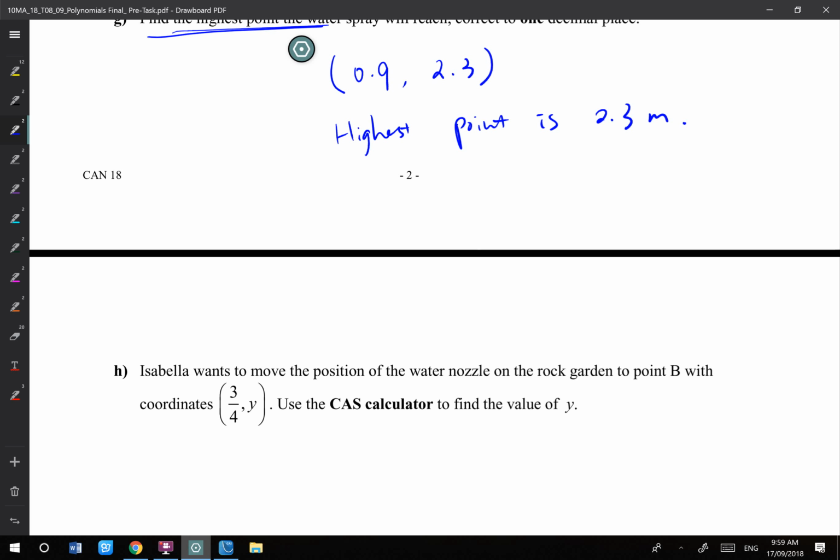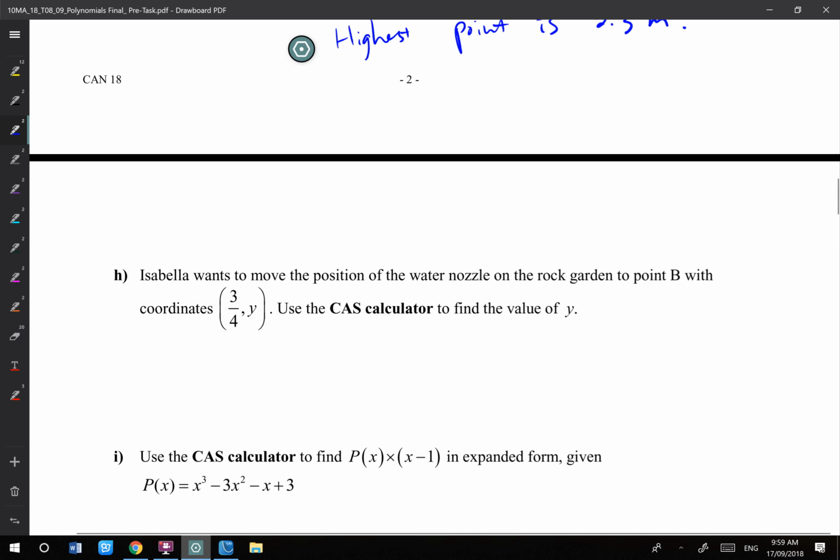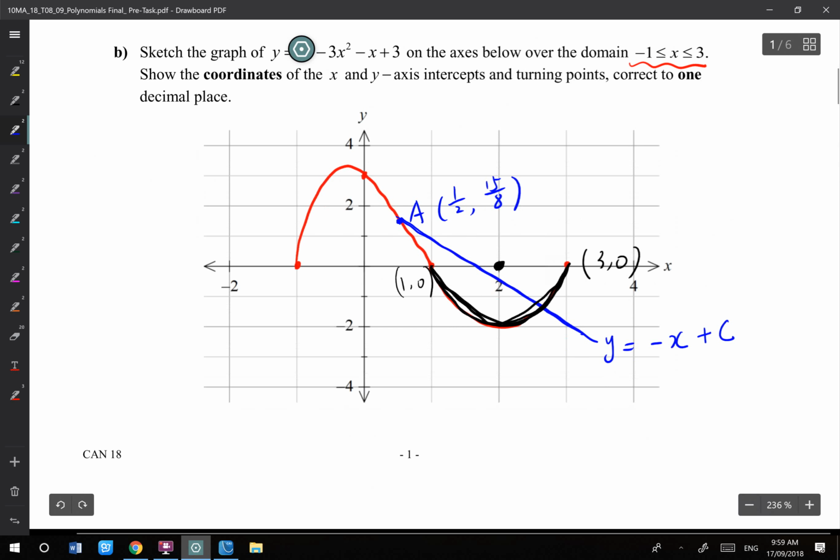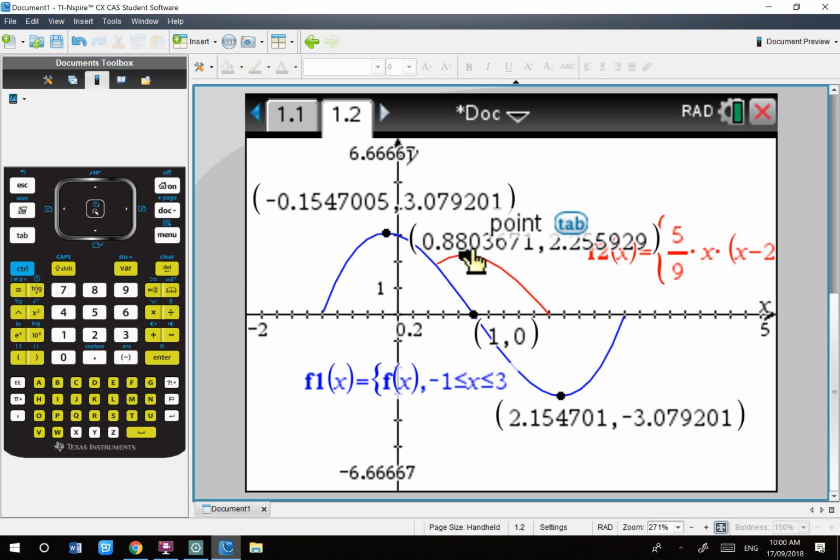Okay, the next one. I need to be quick. Isabella wants to move the position to point B with coordinate 3/4, y. So on this graph, I want to move to another point B, but I only know the x value is 3/4, and I don't know the y value. But that's very easy.